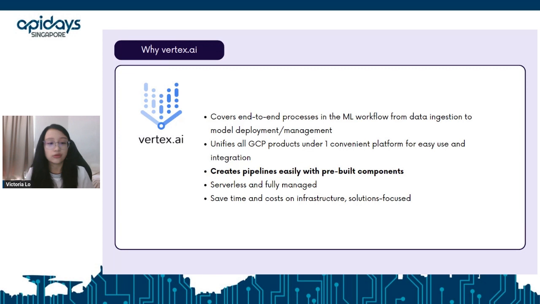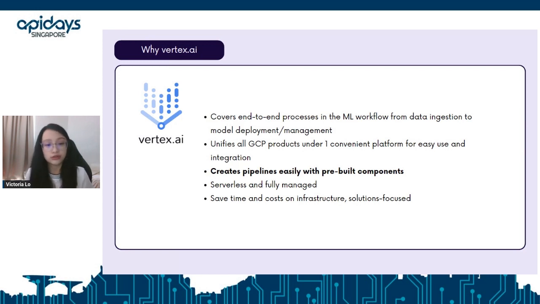Next, I also like how Vertex AI unifies all the Google Cloud products. If you don't know, Vertex AI is by Google, so it has a lot of synergy if you use other Google products such as BigQuery, AutoML, and so on. Next, this would be the main reason why I like to use Vertex AI, and we will also see it in the demo that I'll show later: it helps create pipelines very easily with pre-built components. That way you don't have to create all this logic by yourself, it's pre-built for you, which we will see later in the demo.